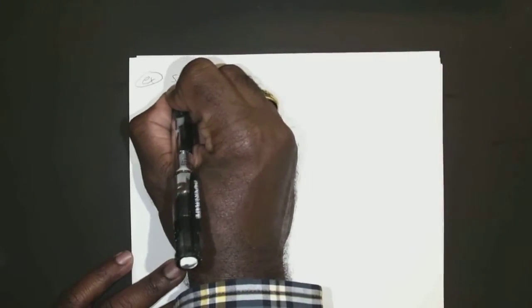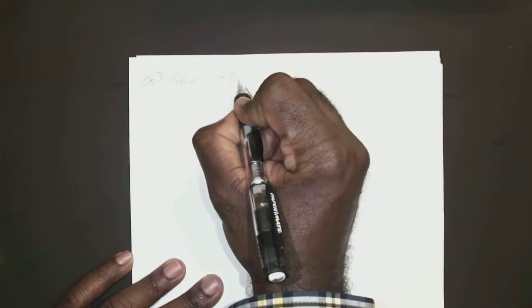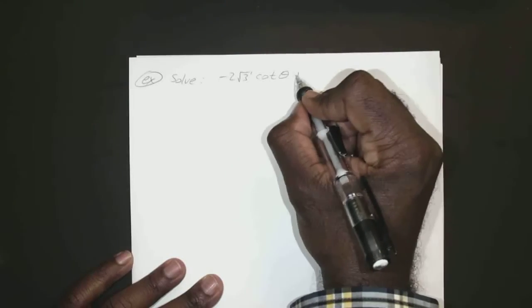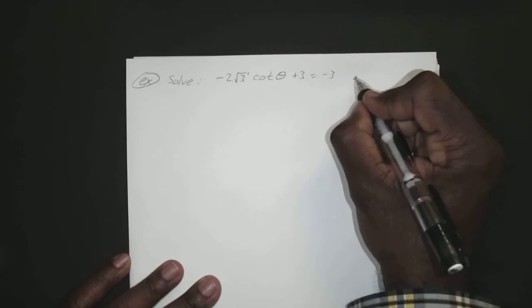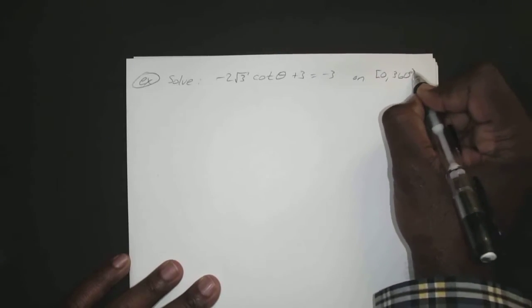All right, so let's say, for example, actually, I'll do this one. Okay, so let's say we want to solve -2 times square root of 3 times cotangent of theta plus 3 equals -3 on the interval from 0 to 360 degrees.